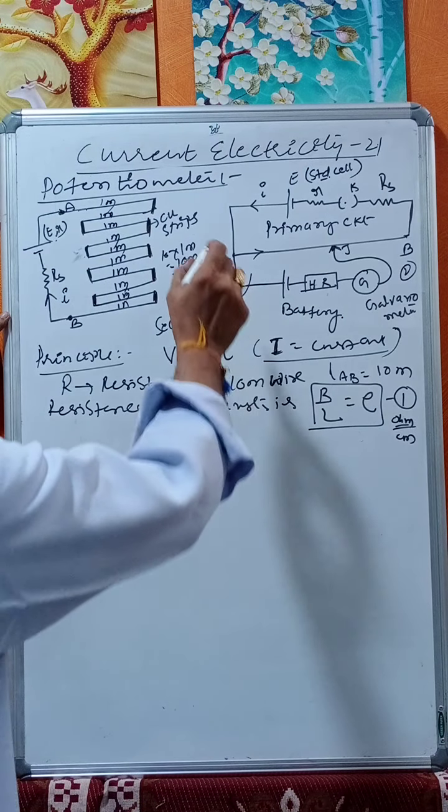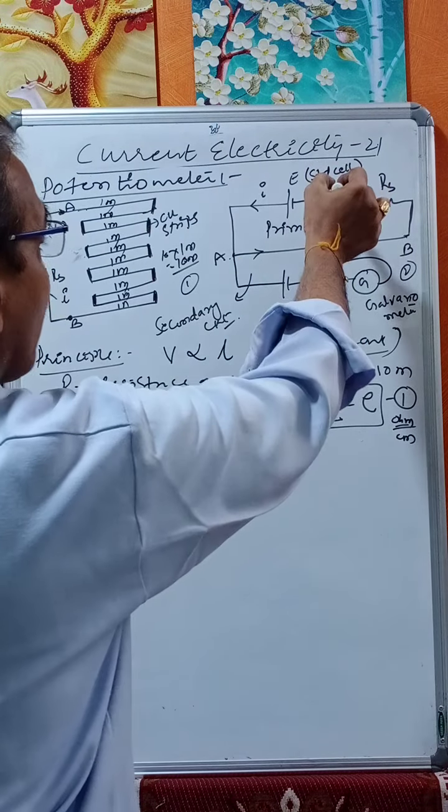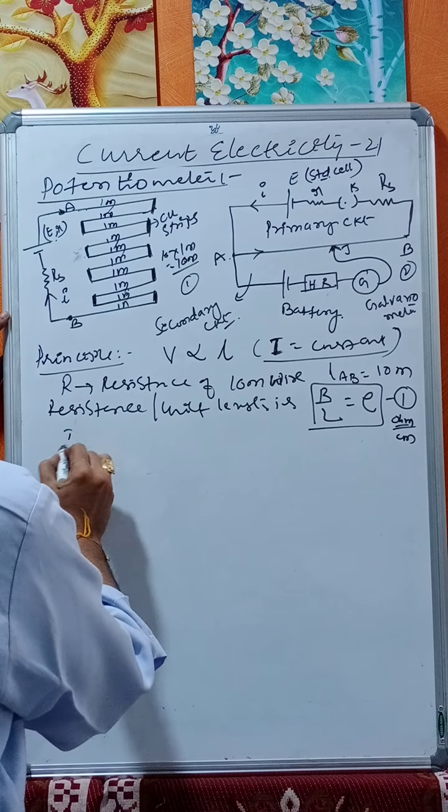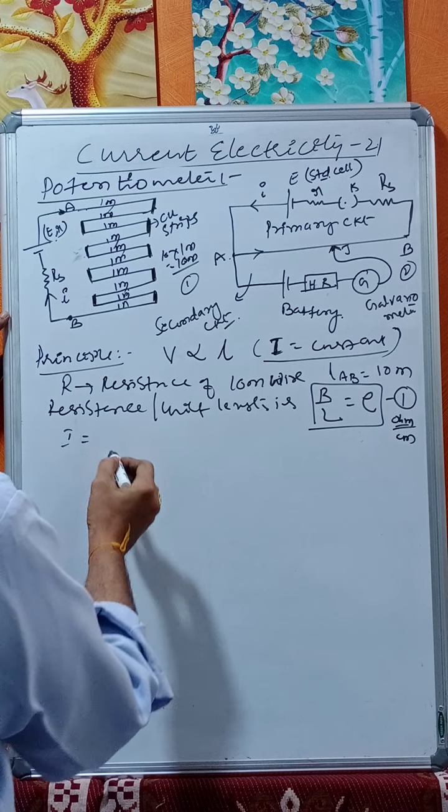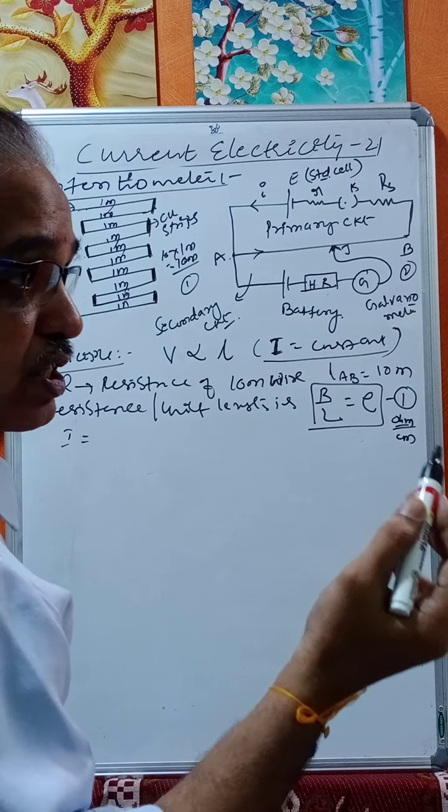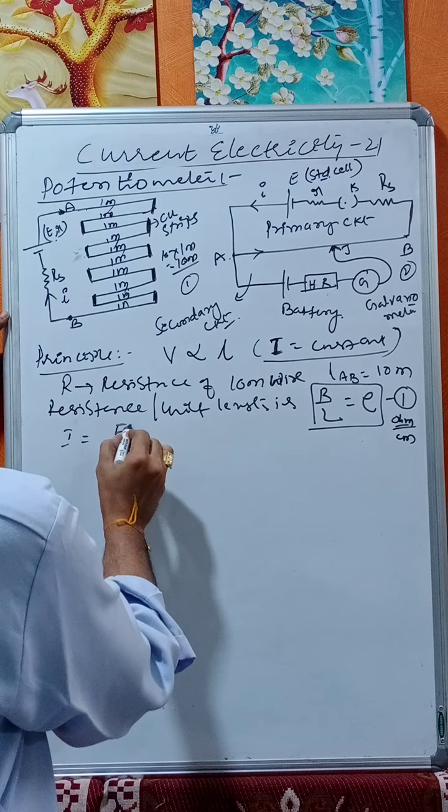Now, what is the current in the primary circuit? The key is on, and the current in the primary circuit I is given by V equals IR. Therefore, I equals V by R, that is E by R.